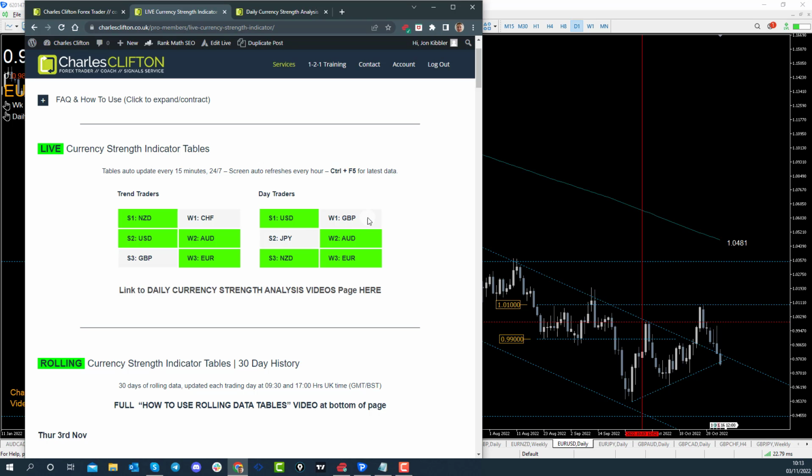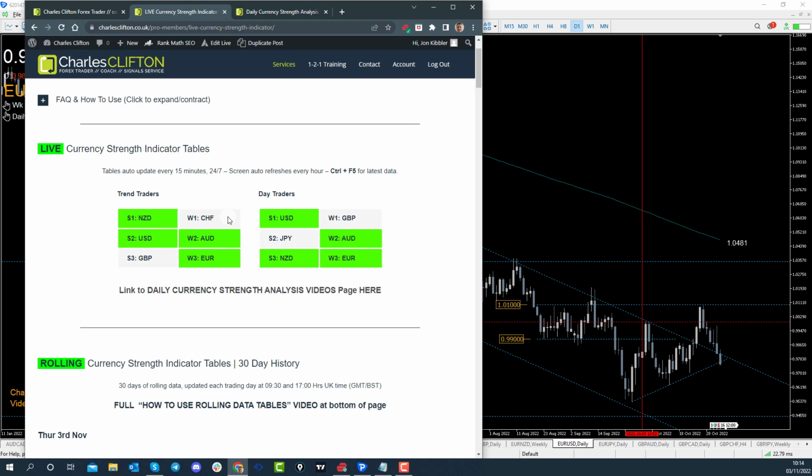So for instance, on the pound, it's on the weak side of the day traders, but the strong side on the trend traders. Well, that's telling me the opposite of what I want to see on that particular currency. So you wouldn't be looking to trade the pound today. Also, there is Bank of England news, which you can add as a bit of confluence there.